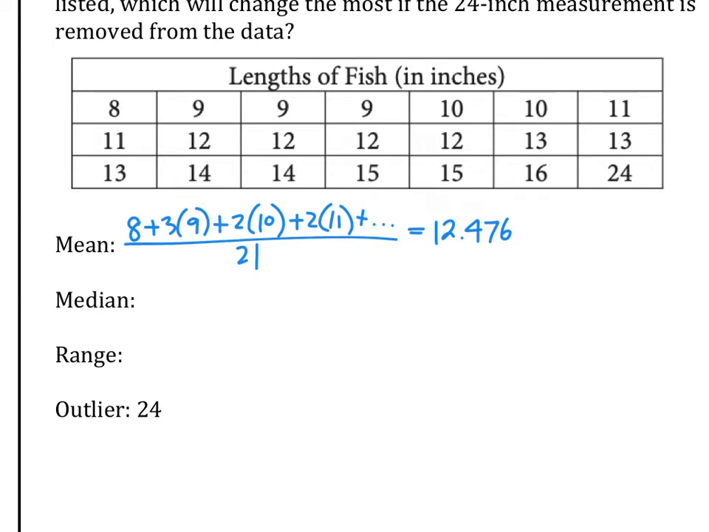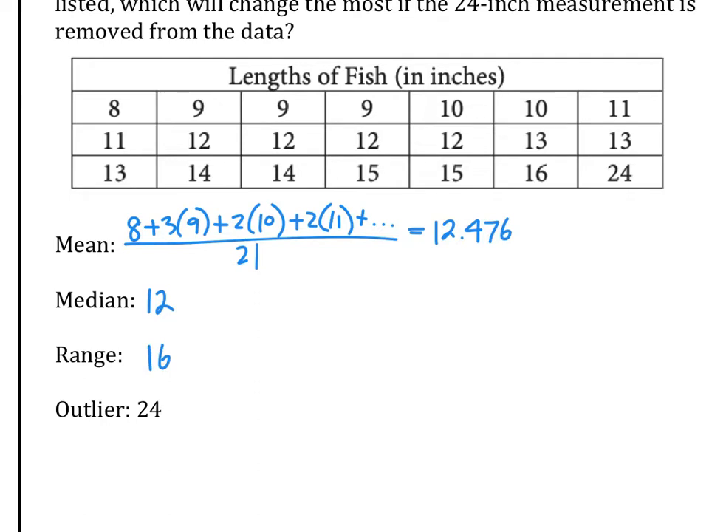Median. Median is just the middle number. So there are 21 numbers, so the 11th number must be the middle. So you just count 11 from the 11th place from either the smallest number or the highest number. So we can just count. There are 7 across the top, so 7, 8, 9, 10, 11. Okay, so the median is 12. Range is the difference between the biggest number and the smallest number, so that's going to be 16.